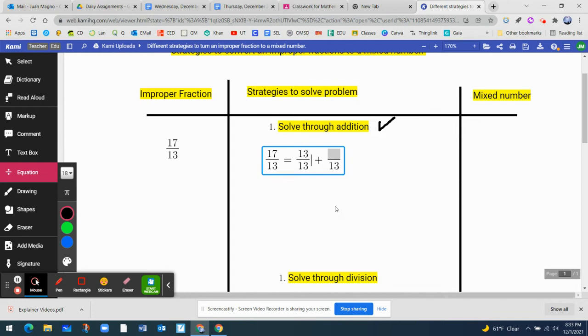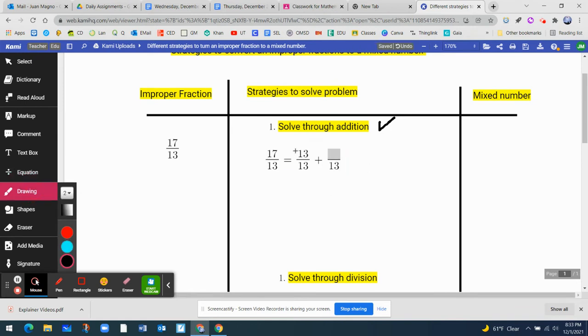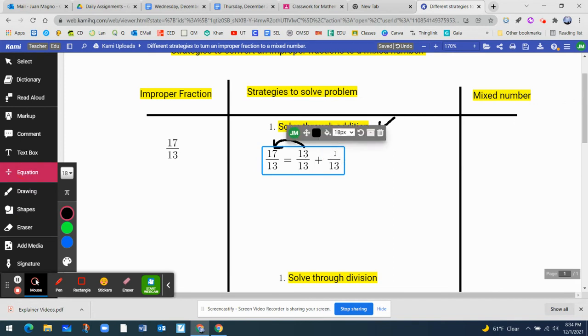Then our second fraction should be the difference between 13 and 17. So that means you take away the 13 from the 17, and the remainder is 4. And now you know that 13 and 4 equals 17. So now you were able to turn this into a mixed number, which is not there yet.